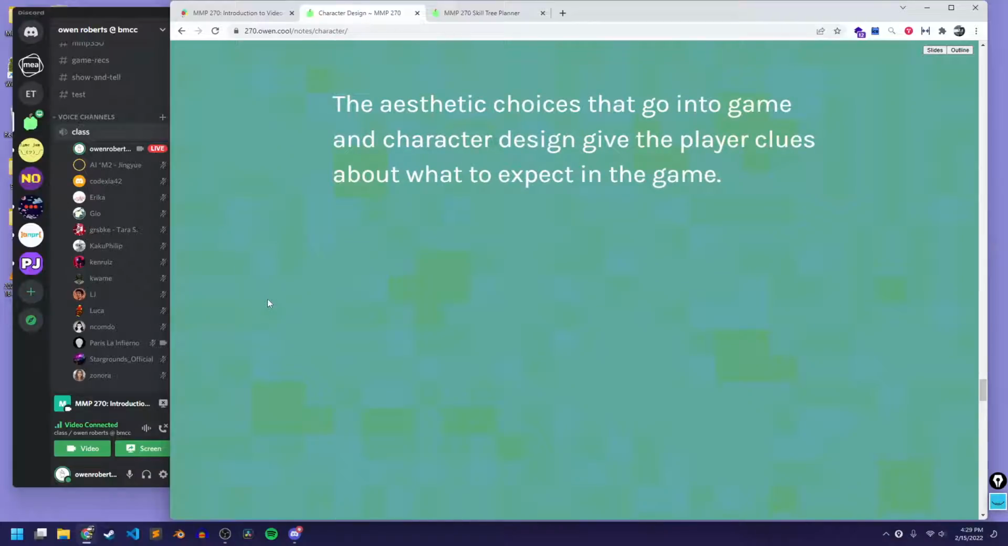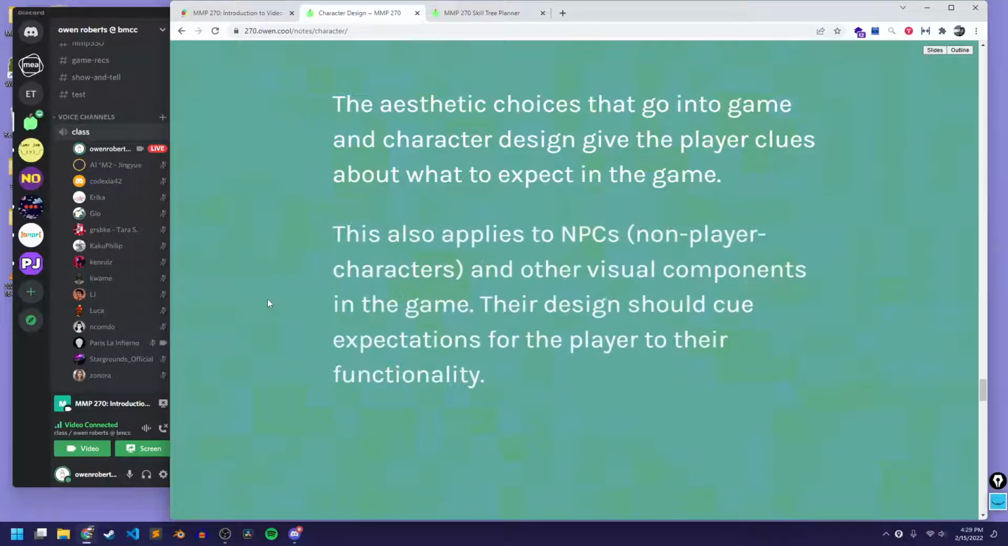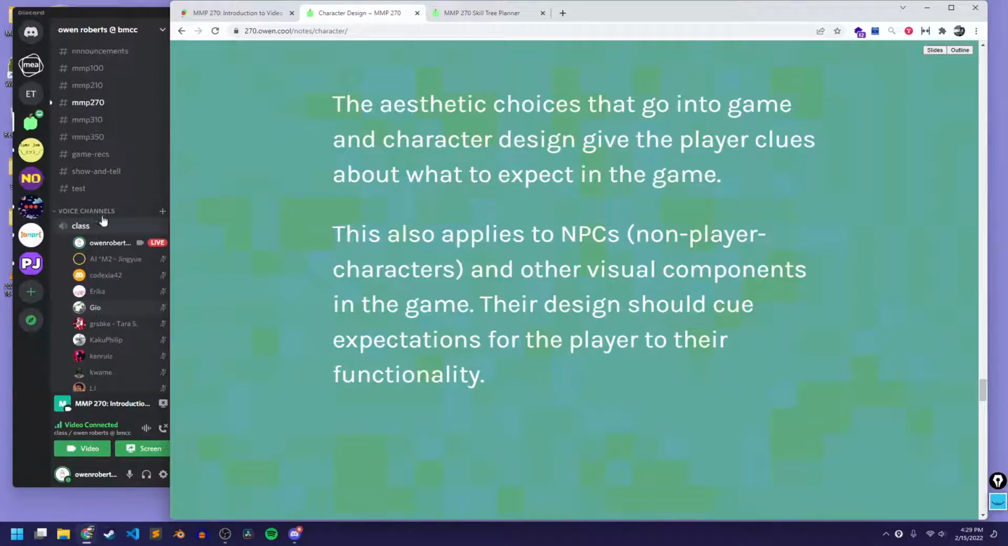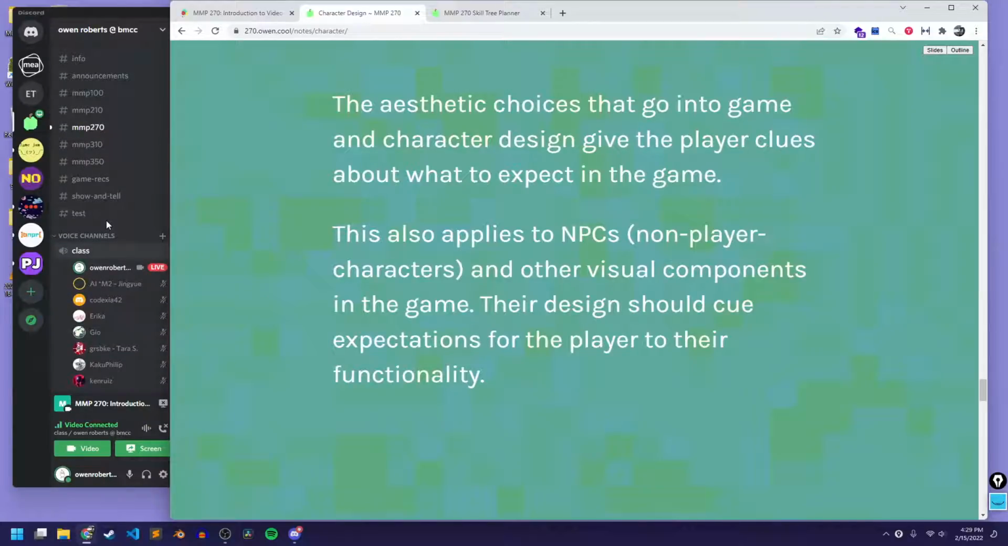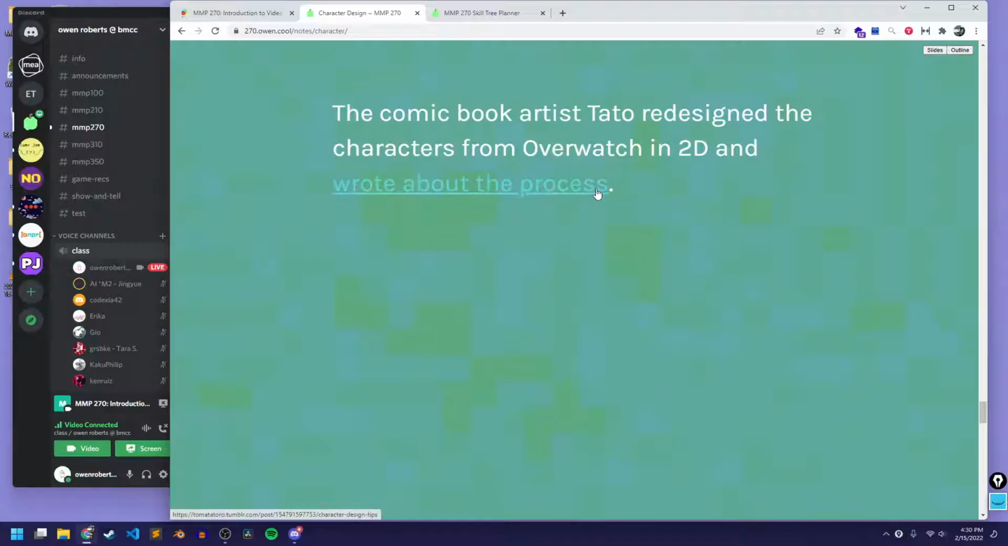So the aesthetic choices that go into the game design and the character design also will tell the player a little bit about what to expect in the game. And this is related to our first lecture on game design, how we want to lead the player towards the goals. We want to teach them how to play the game. So our visual choices go into that a little bit. We can learn about what kind of genre or what kind of expectations we might have for the game. And the design can give the player a little bit of a clue as to what to expect.